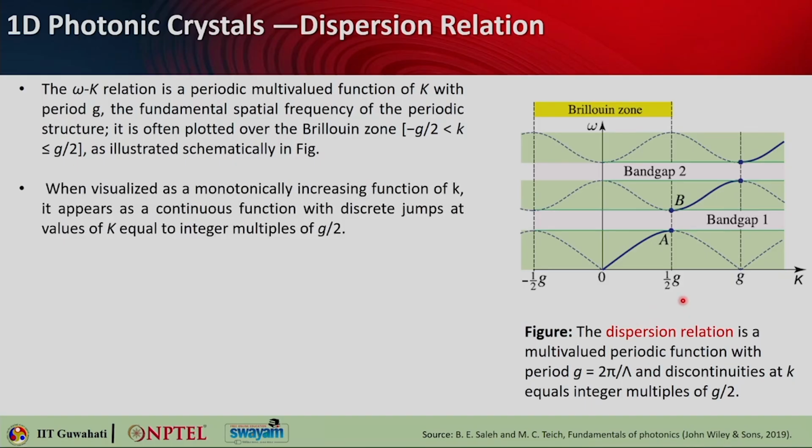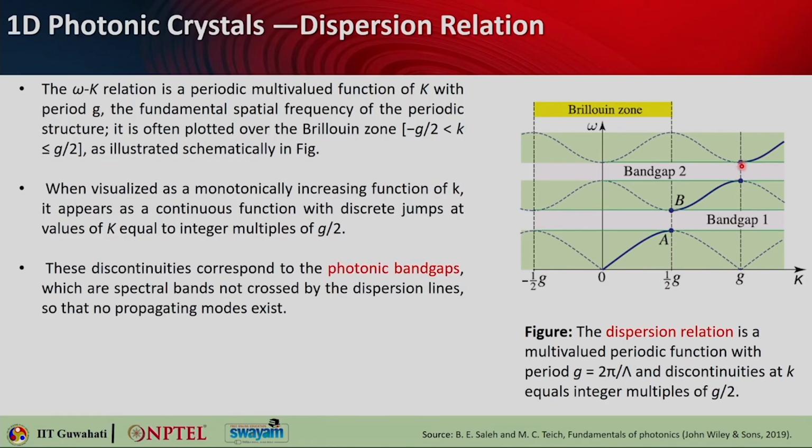And when visualized as a monotonically increasing function of k, so here you can see that one particular part is monotonically increasing, this one, the dark line. So, you can actually see the plots here. As you start from 0, the central point, and you add half G or G by 2, you get this point, and then there is a discrete jump. And again you monotonically increase, you go up to another G, again there is a discrete jump, and so on. So, these discontinuities are nothing but the band gaps.